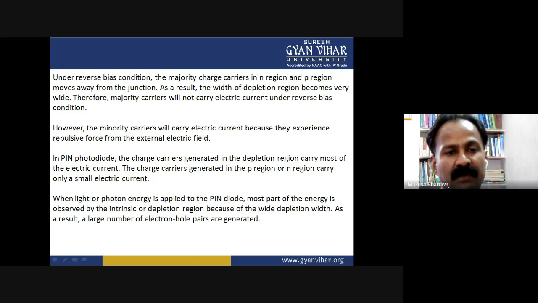In pin photodiode, the charge carriers generated in the depletion region carry most of the electric current. The charge carriers generated in the P region or in N region carry only a small electric current. When light or photon energy is applied to the pin photodiode, most part of the energy is absorbed by the intrinsic or depletion region because of the wide depletion width. As a result, a large number of electron hole pairs are generated.